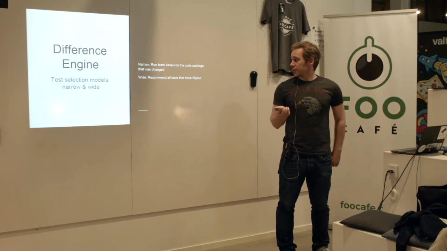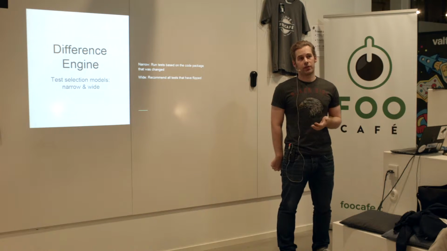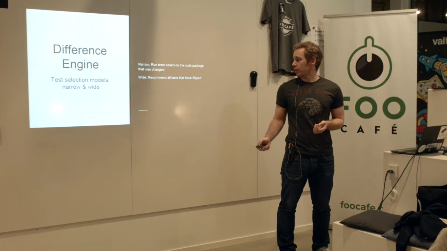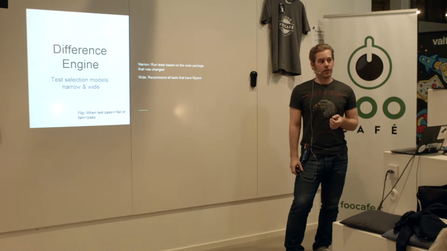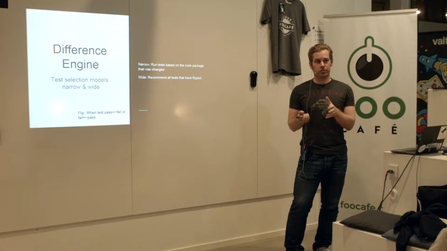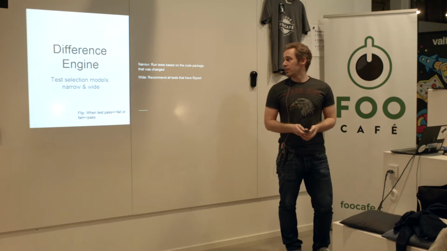The wide selection model recommends all the tests that have a history of ever flipping. A flip is when a test goes from pass to fail or fail to pass, because the code change that makes a test flip obviously affects the test somehow.